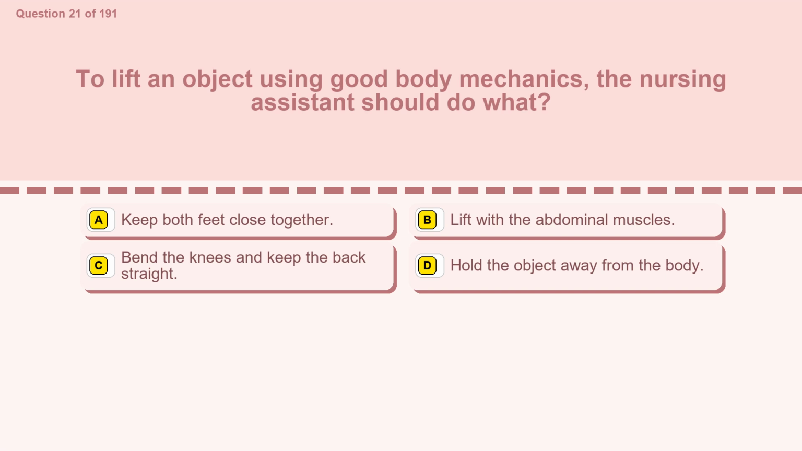Question 21. To lift an object using good body mechanics, the nursing assistant should do what? Option A, keep both feet close together. Option B, lift with the abdominal muscles. Option C, bend the knees and keep the back straight. Option D, hold the object away from the body.